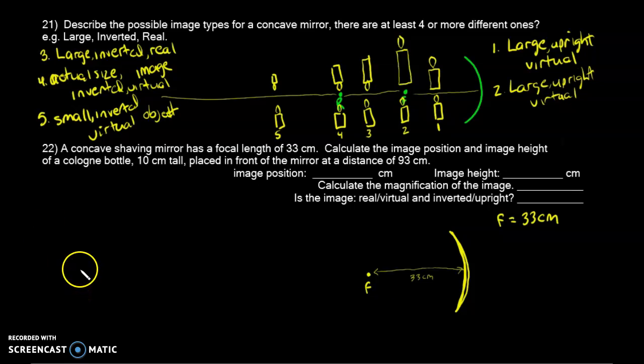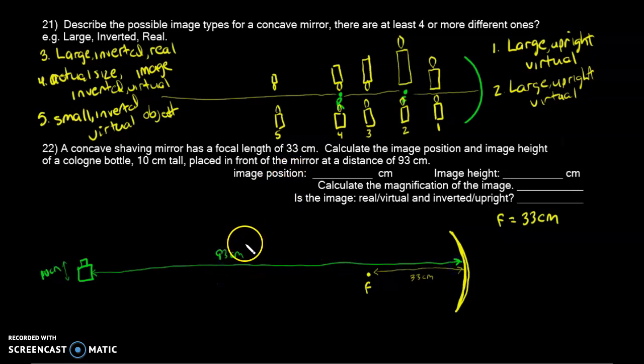And then I have a cologne bottle that is 10 centimeters tall, and it is 93 centimeters from the mirror. So the first question is, where is my image? I'll draw that one in blue, and I'm just going to draw it at a spot here. Not to scale, but just draw it at a spot.